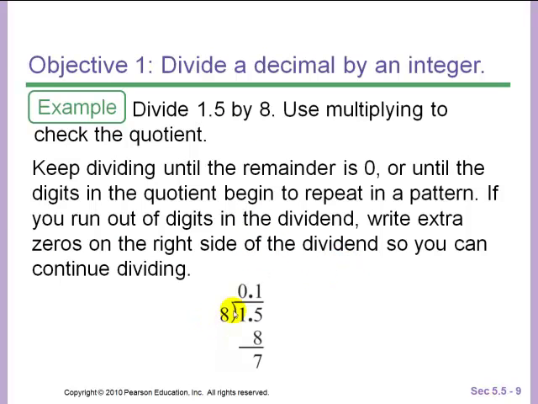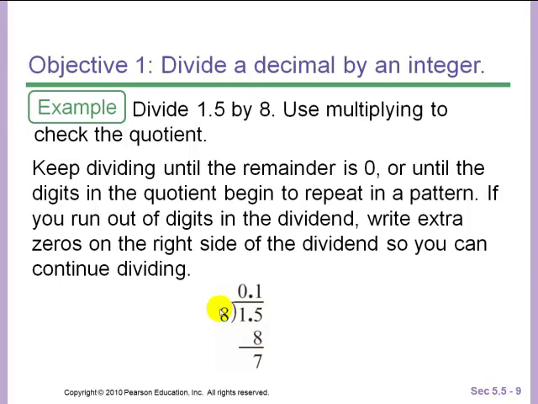So if we start the problem, the 8 goes on the outside because we're dividing by 8, so that's on the outside. 1.5 is on the inside. This is what I mean about being careful about where the numbers go. It's not bigger or smaller. In this case, it's divide 1.5 by 8, so 1.5 is our dividend, 8 is our divisor.